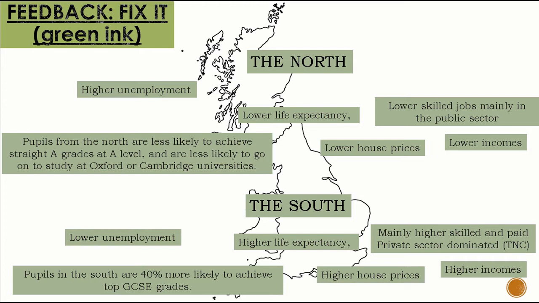So pupils in the north of the UK are less likely to achieve straight A grades at A-level, therefore less likely to go to the top universities in the UK. There's also much lower house prices in the north of the UK and lower incomes. And then the opposite can be said for the south of the UK. So you can pause this clip, add any information on that you need to, that you think will help your memory for this section.